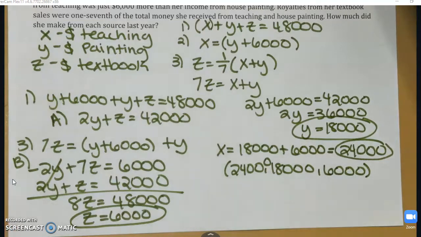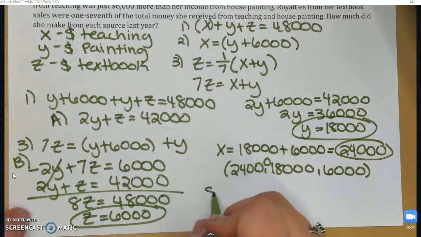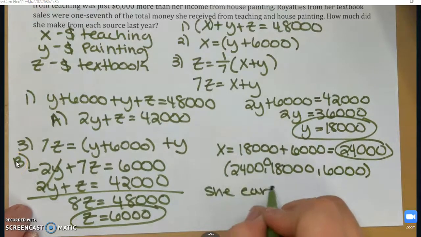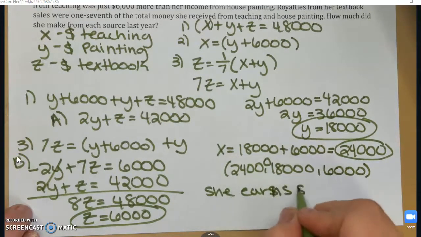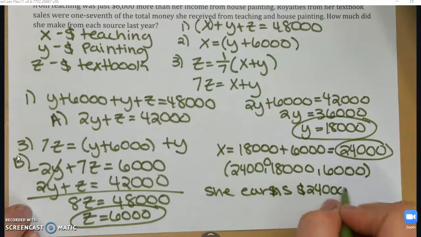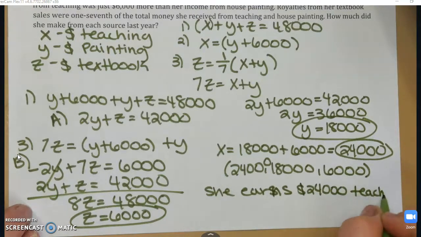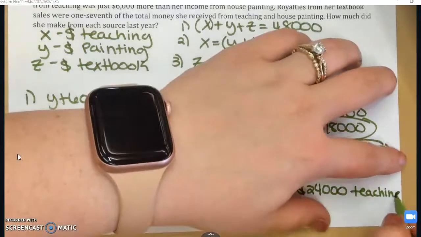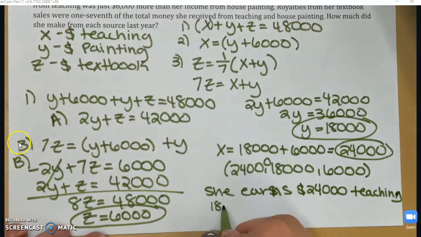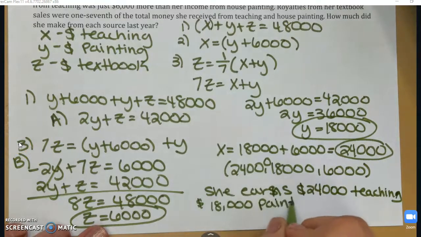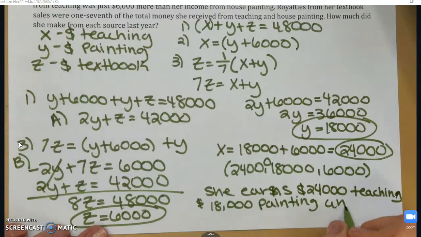So what this means in the context of my problem is that Ms. Farnsby earns 24,000 from teaching, 18,000 from painting, and 6,000 from her textbook royalties.